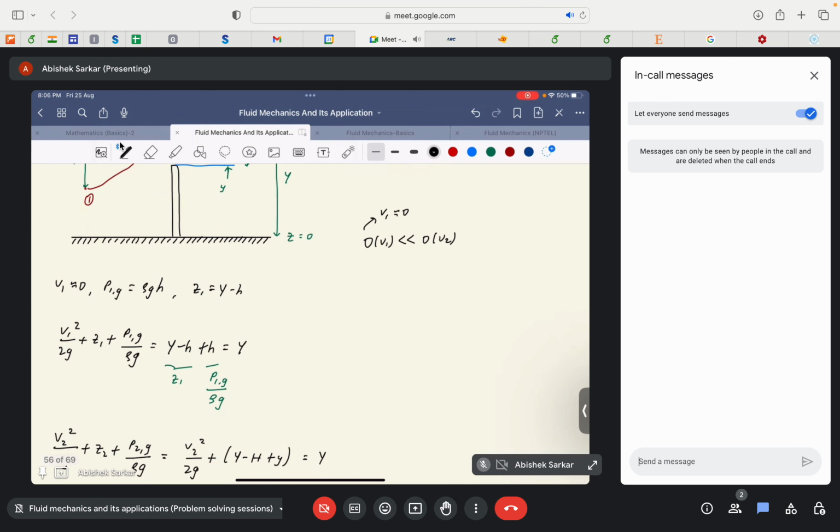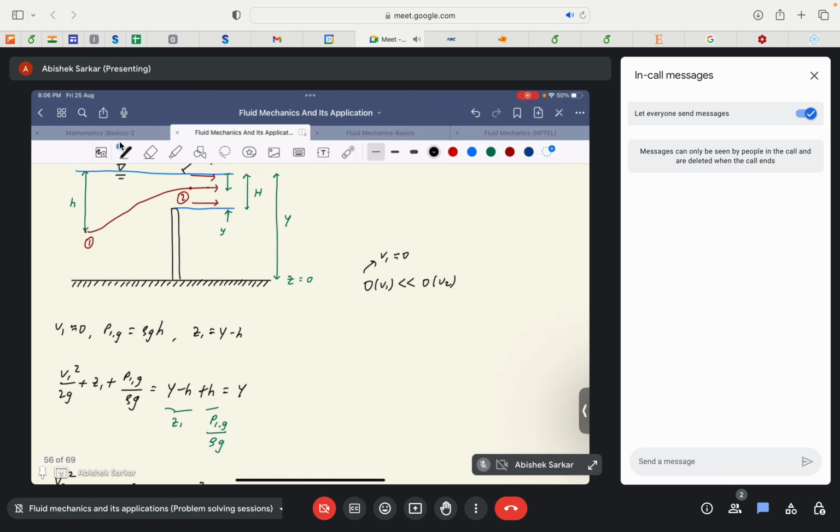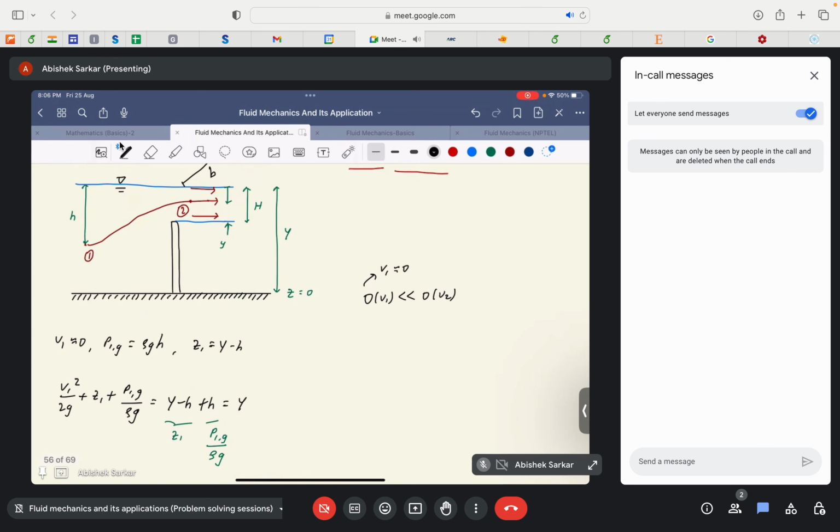So keeping that in mind, we have P1, the pressure at point 1, to be rho g h, because if v1 is 0, then we can take the flow to be ideally steady and static. If the flow is static, the pressure at point 1 can ideally be given by the hydrostatic law. So P1 is given by rho g h, where h is the depth of the point from the free surface. And then with some geometric manipulation we get that z1 would be equal to y minus h, this distance.